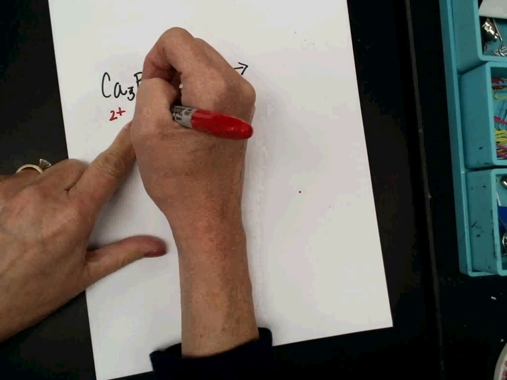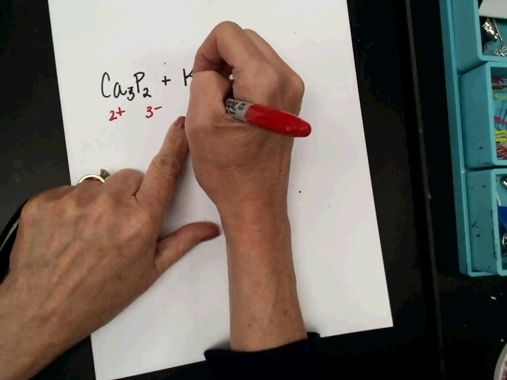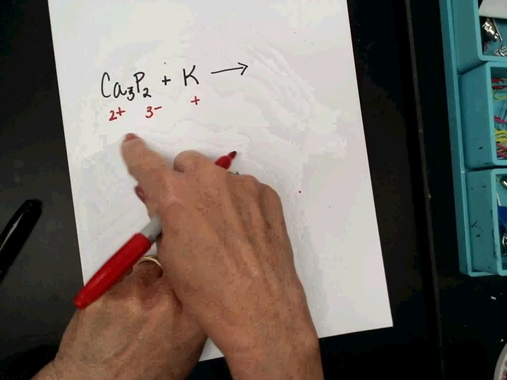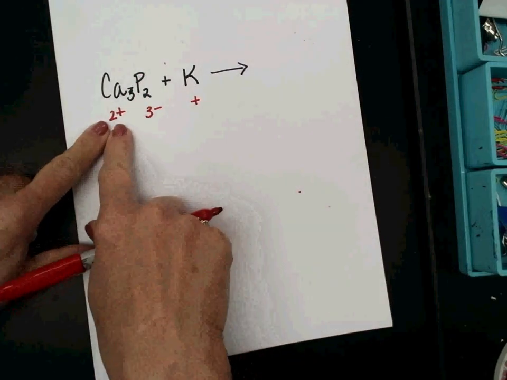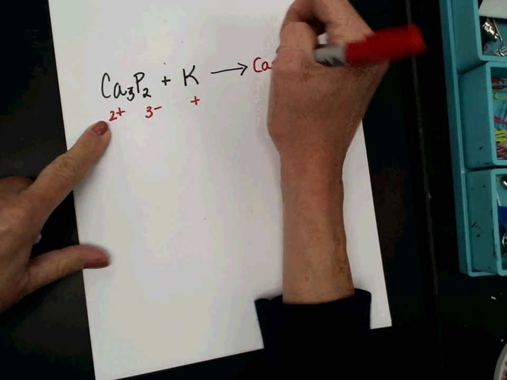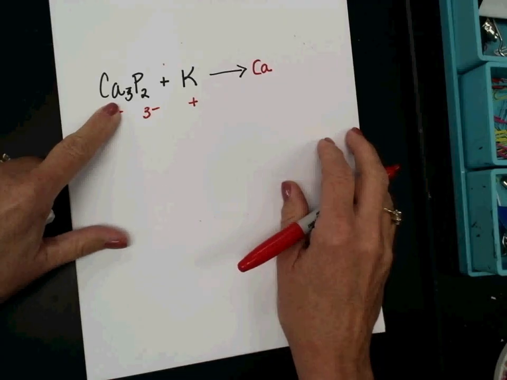Okay, so let's talk about this. What's the charge on calcium? What's the charge on phosphide? 3 minus. What's the charge on potassium? 1 plus. So that tells me that my calcium is going to come out of the compound because it's going to be replaced by another positive. So I'll start by writing my calcium.